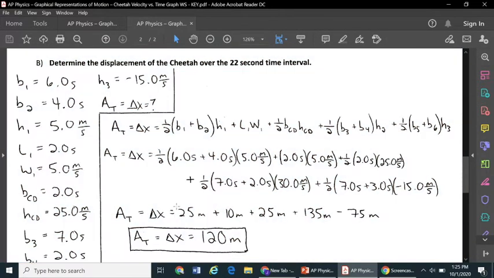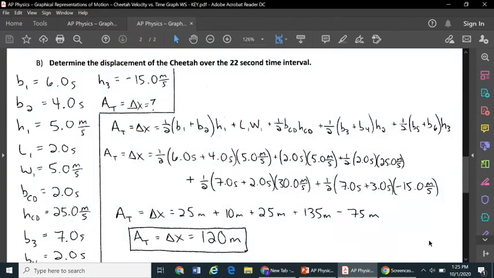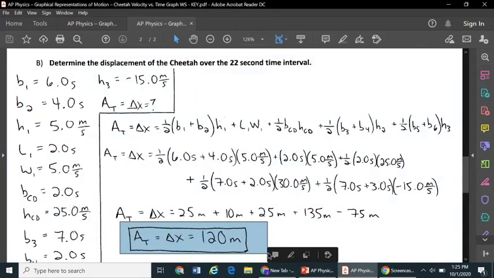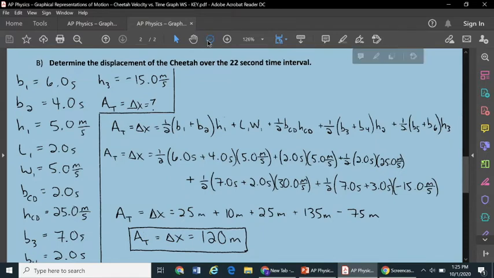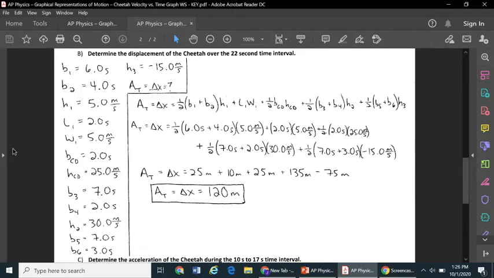And so if you take the 195 that we found up to 15 seconds and then subtract the negative 75 for the negative area under the curve from 15 to 22 seconds, you get your overall displacement, which is 120 meters. I'm going to leave the whole solution on the screen for a second, just so if you want to pause it here, you can take a second to review the work. And once you're done looking it over, you can hit play, and we'll move on to the next question.